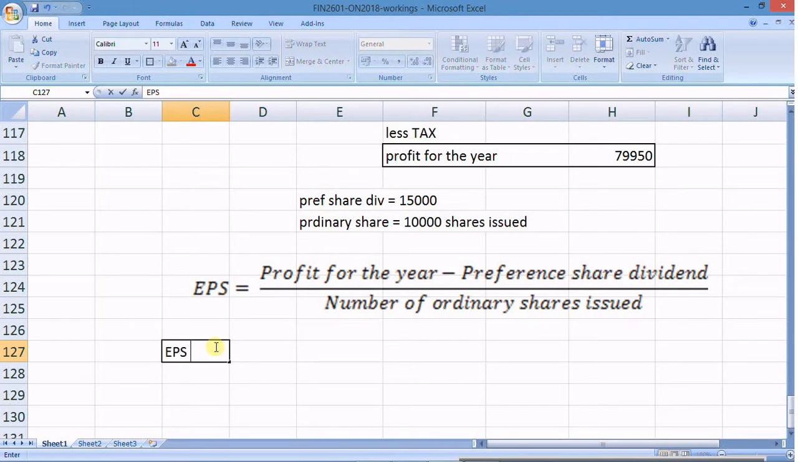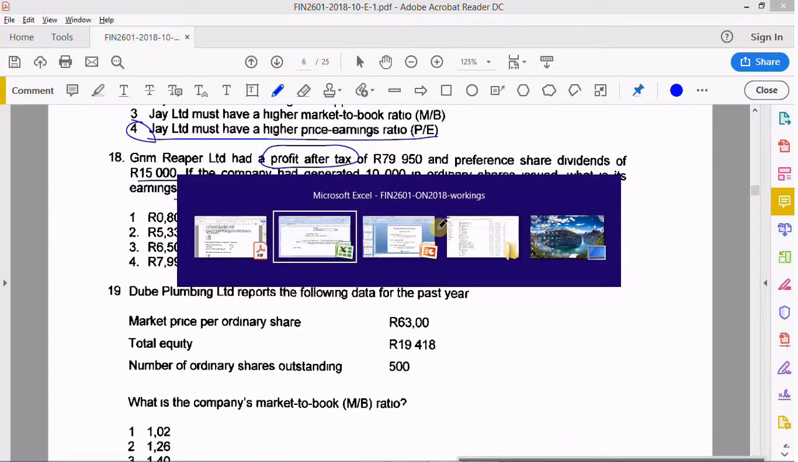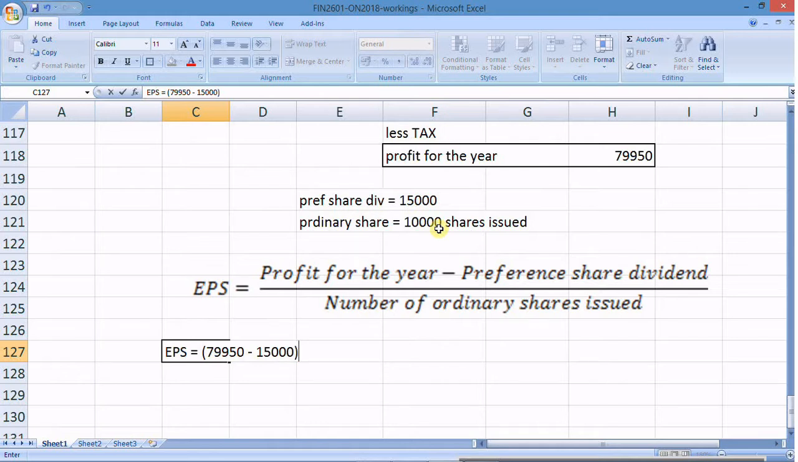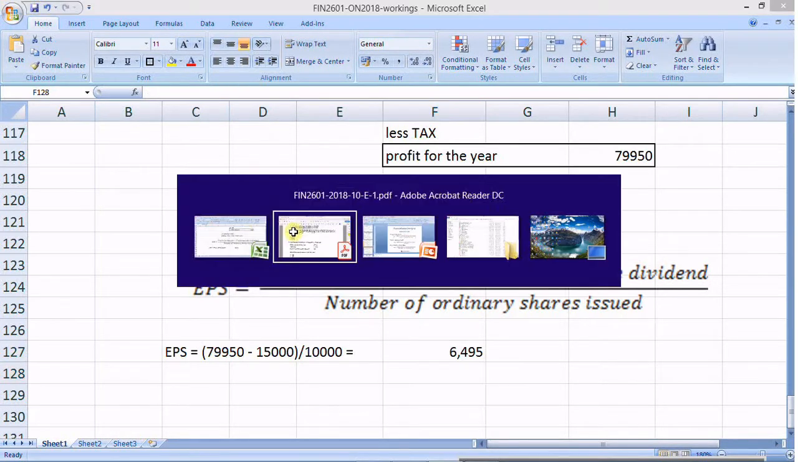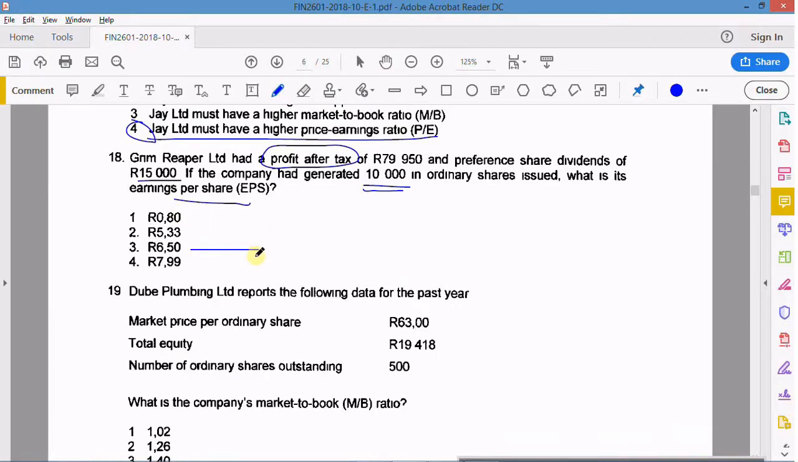So EPS equals, open brackets, profit for the year, 79,950, minus the preference share dividend. What is the preference share dividend? 15,000. Close brackets, divided by the number of ordinary shares, 10,000. That's all you needed to do. So easy working here, no need to do too many steps. 6.49, so it'll be 6.50 if you round it off. Option three.